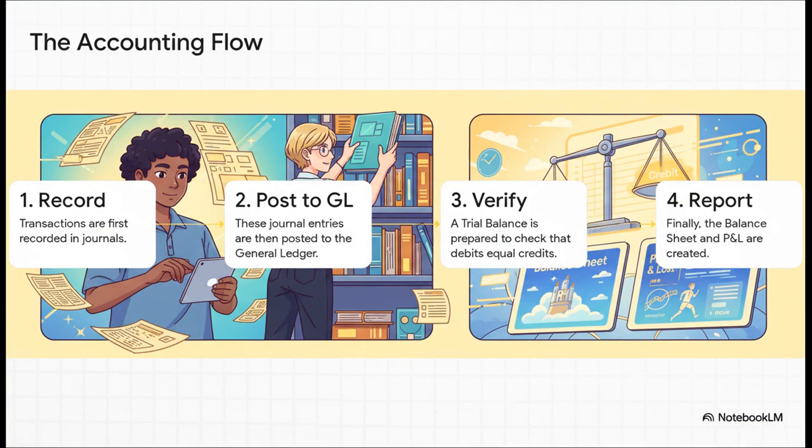So the accounting flow is actually really logical. First, transactions get recorded and posted to the general ledger. Next, a trial balance is prepared to verify that everything is mathematically sound, and only after that verification step do you create the final balance sheet and P&L statements.